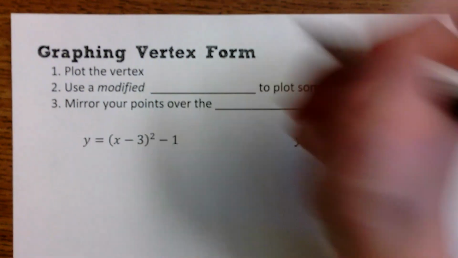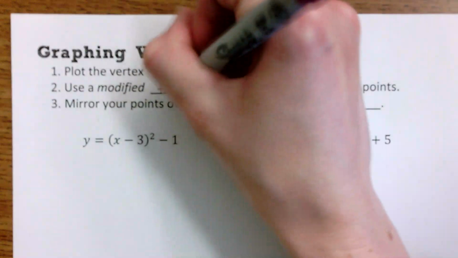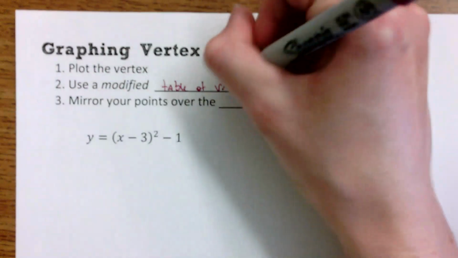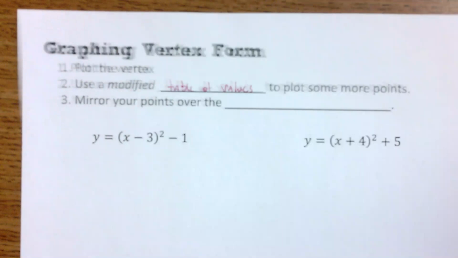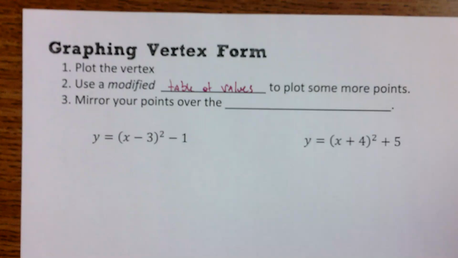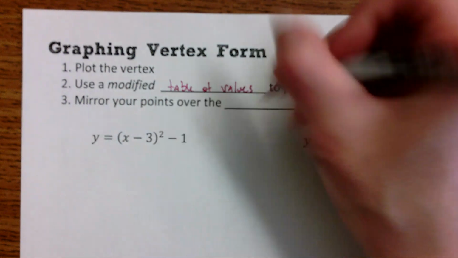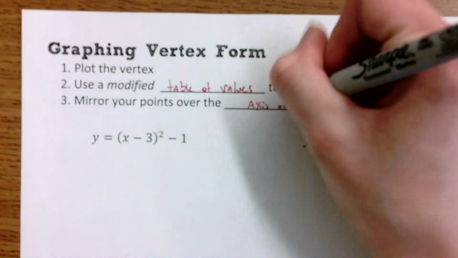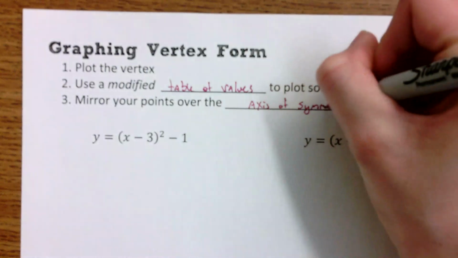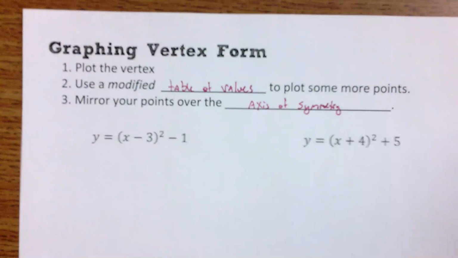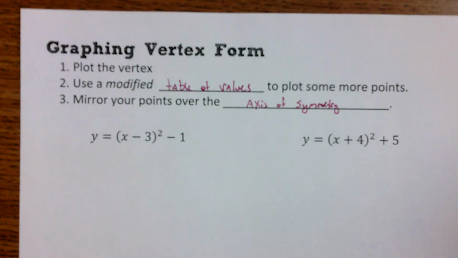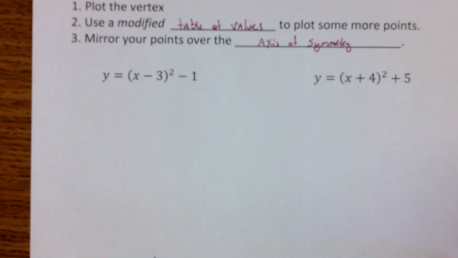Step two is we're going to use something called a modified table of values. Now that sounds really scary, but it's actually really, really easy. So we're going to use that to get a few more points. And then we're going to mirror those points over the axis of symmetry. Remember, that's what we talked about before. That's that imaginary line that splits the parabola in half that makes it symmetrical on both sides. Okay, now this sounds complicated, but it's really not. So here's what we're going to do.